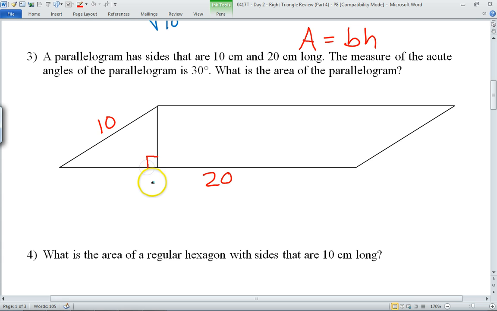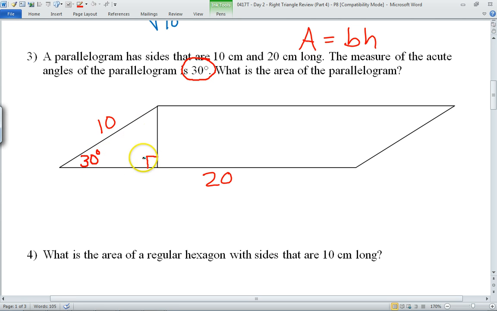Okay, of course, this is a 90-degree angle. So this is what we need to find in order to be able to do base times height. So what else do we know? 30 degrees. The acute angles of this parallelogram are 30 degrees. Well, that means this is 30 degrees. It's one of the acute angles.